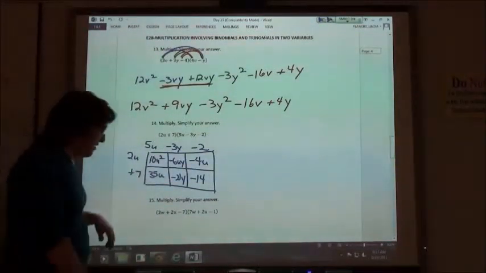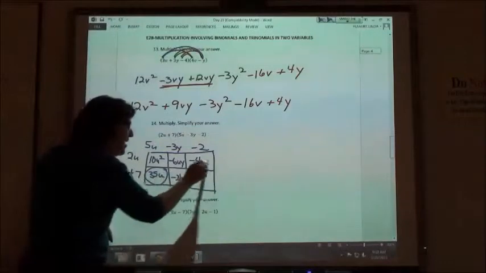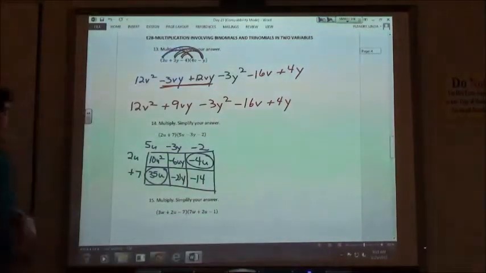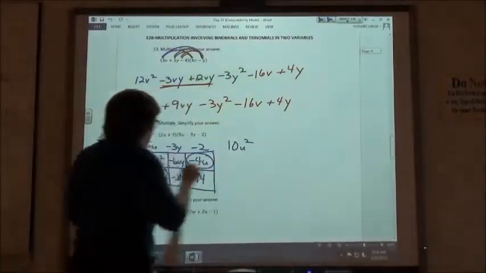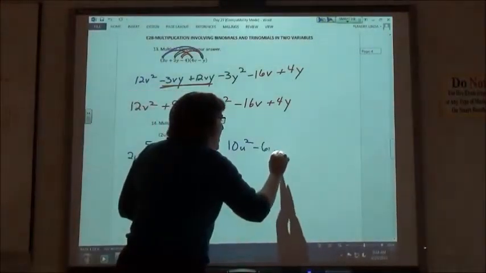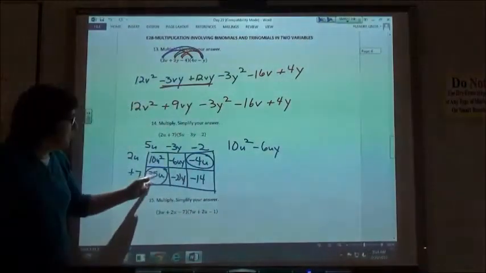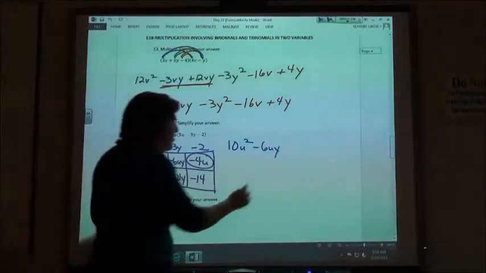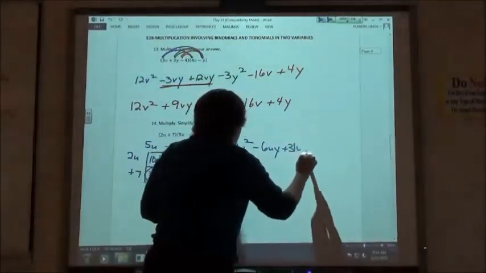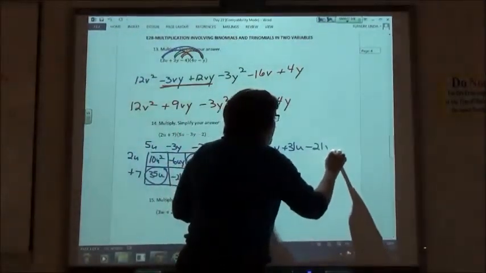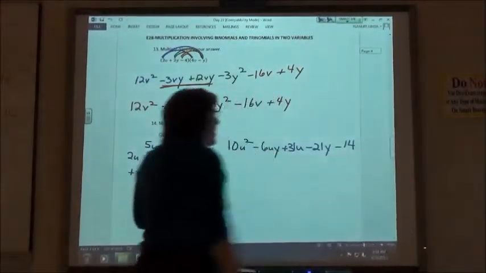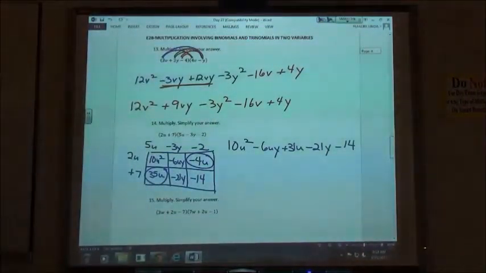My like terms here, if I look, are going to be my 35u and my minus 4u in this case. So I have a 10u squared. I've got a minus 6uy. I have 35 minus 4, which would be 31u. Minus 21y and minus 14. And all of that would have to go in for my answer then.